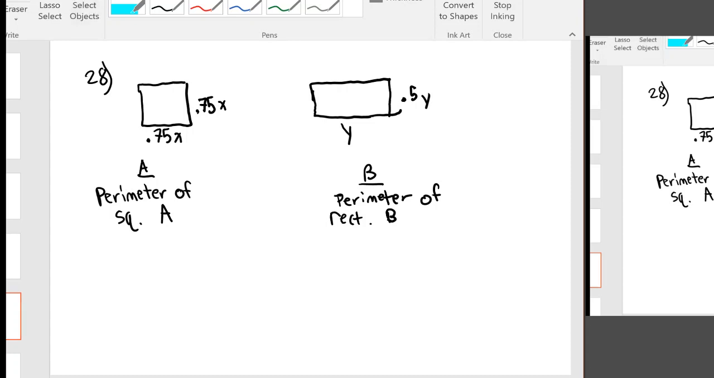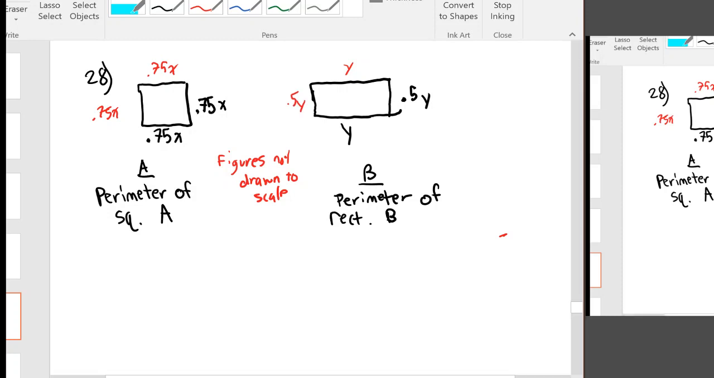Now, I didn't write this in here, and I'm going to write this in here now: figures not drawn to scale. Okay, so in this case, even though they look like one might be bigger than the other, it's not drawn to scale. That means that I just can't look at it and see which is bigger and which is smaller. So the perimeter of square A versus the perimeter of rectangle B. If I do this out, I know this has to be 0.75x because this is a square of 0.75x. And then here I'm going to have y, and this is 0.5y.